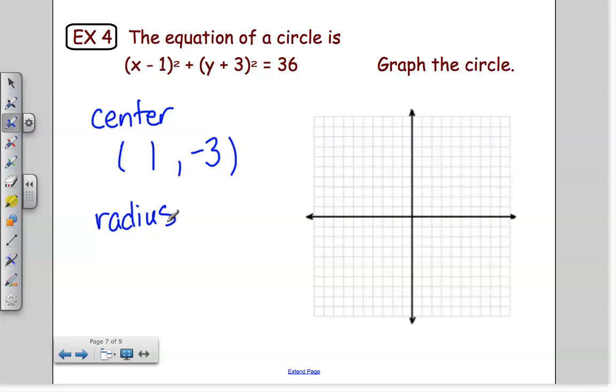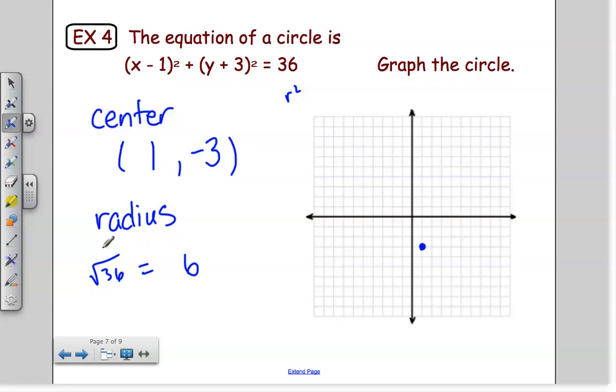And then for the radius, if 36, now remember that this is r squared, right? So actually I'm taking the square root of 36 to get the radius. So the radius is actually 6. Now the way I do these is first I plot the center, and then I do points up, down, left, and right, and go from there to draw the circle. So the center's at 1, negative 3. That point 1, negative 3.